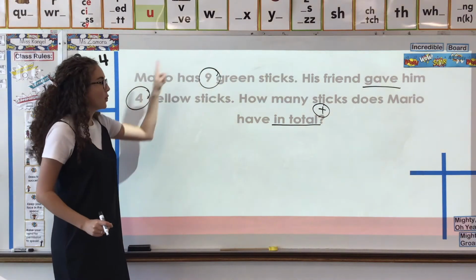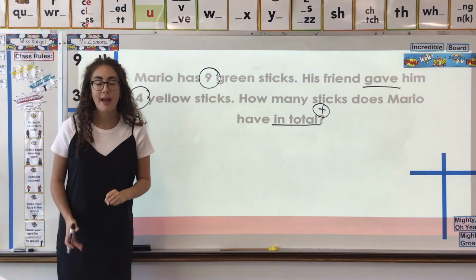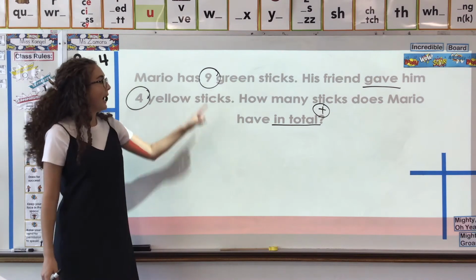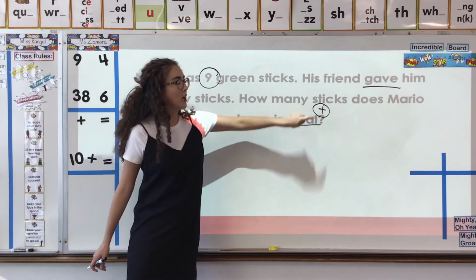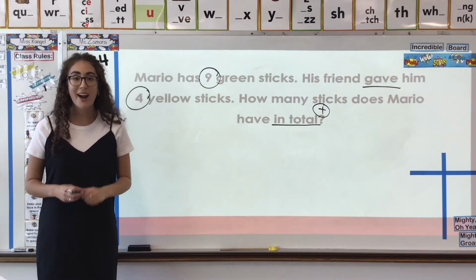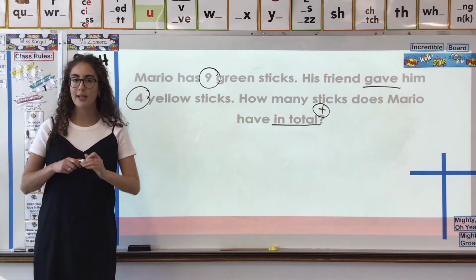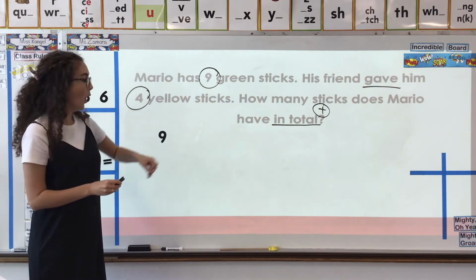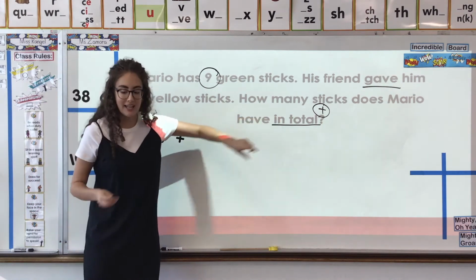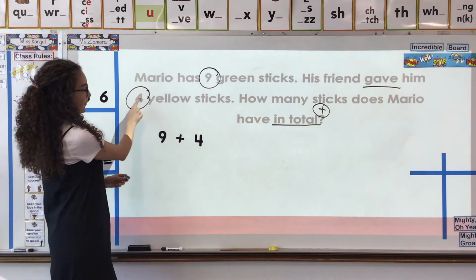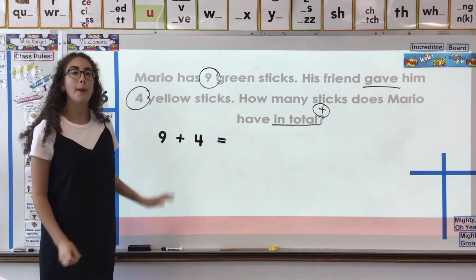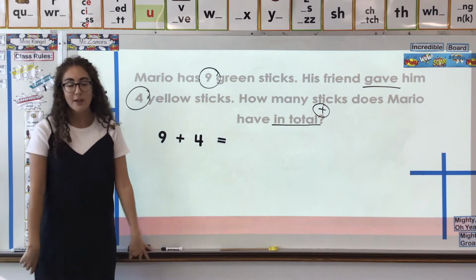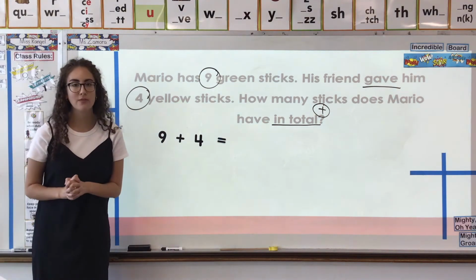Okay, so first we found all our clues. Second, we need to set up our equation. So we have our numbers, and we know it's going to be addition. So what will our addition sentence look like? We're going to start with the bigger number. 9 plus, because we have in total, 4 equals blank. We want to solve this problem to answer our question.